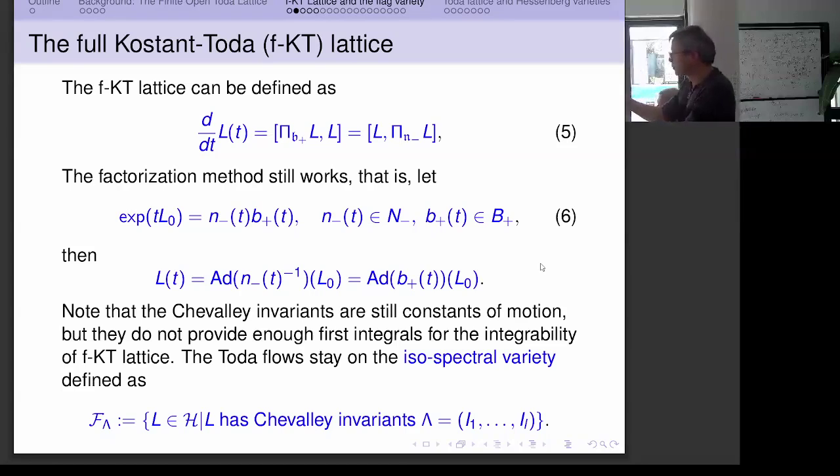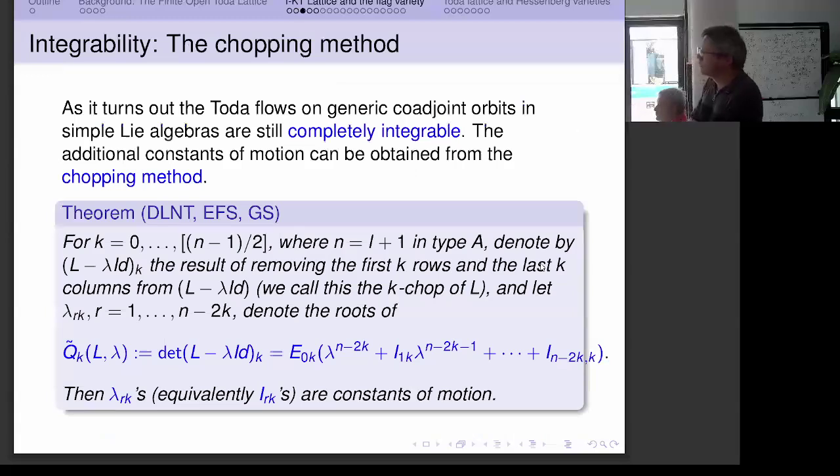For that, we define the isospectral variety, because we know that when our system evolves like equation 5, the eigenvalues of L won't change. So the Chevalley invariants will not change. We fix those, and this is our F lambda. We take other matrices like L with the same Chevalley invariants. Then it turns out that this system is still completely integrable, meaning we can find enough integrals to show that.